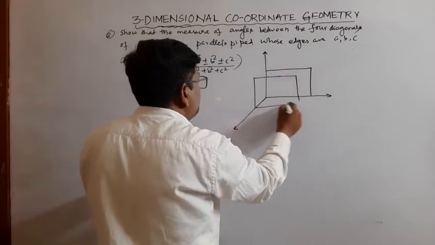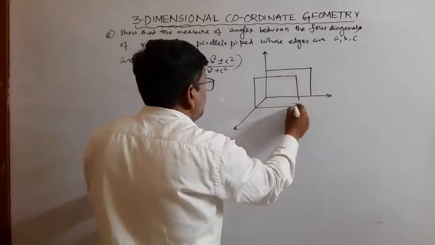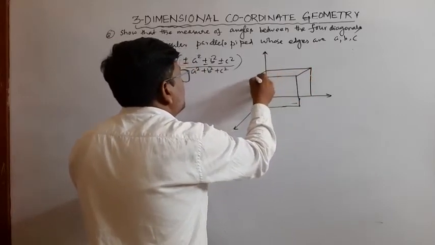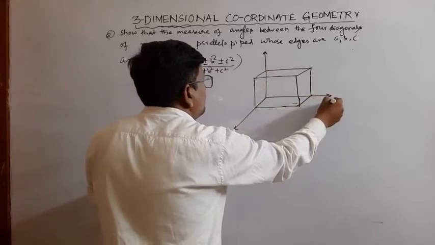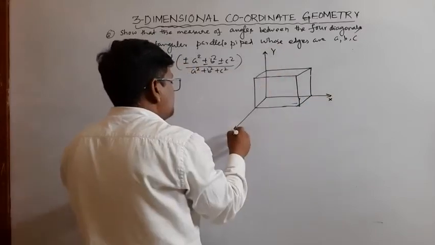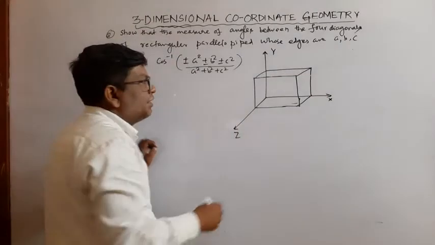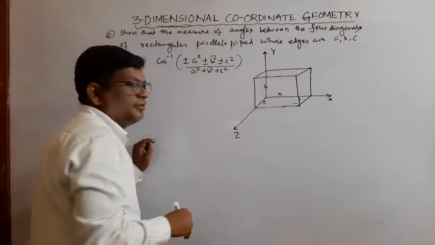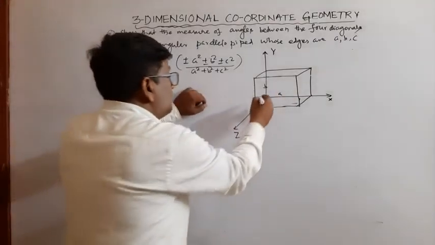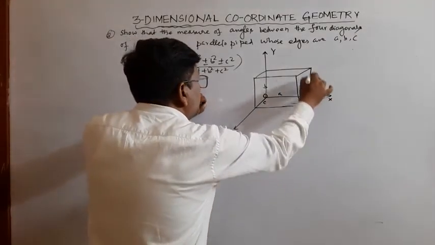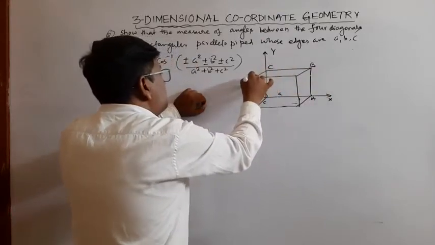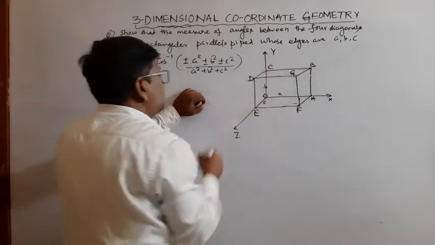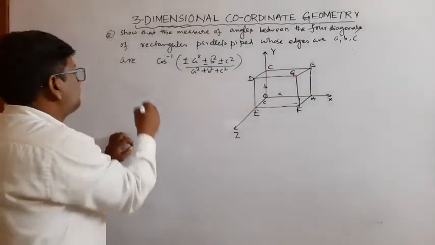This is the shape of the rectangular parallelepiped. On this side, this is the x-axis, y-axis, z-axis. Clear? And this length is a, this length is b, and this length is c. This is suppose the origin, and this is A, B, C, D, E, F, and this is G. Okay, let's solve.